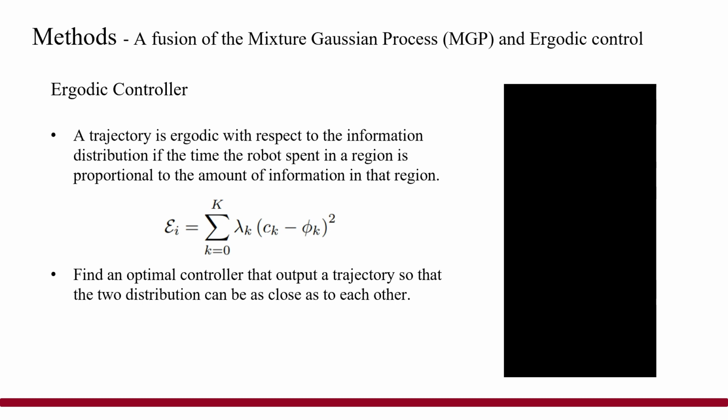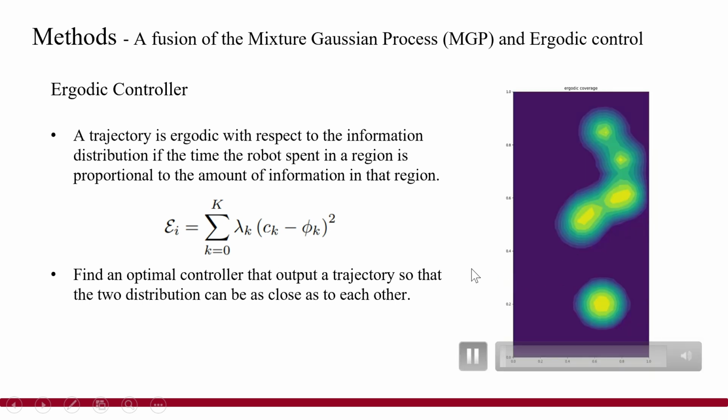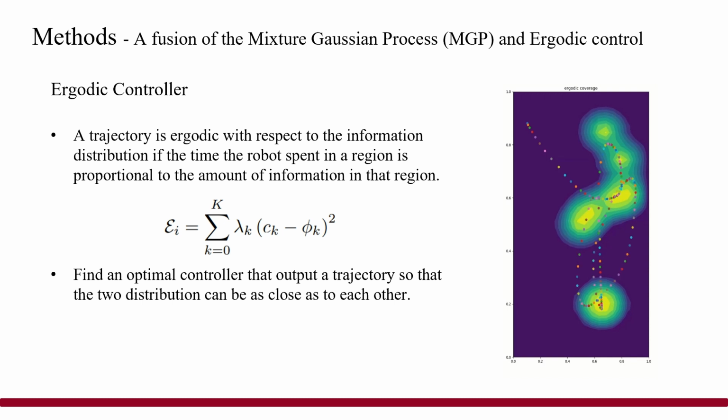So what the ergodic control algorithm does is find an optimal controller that outputs the trajectory so that the two distributions can be as close to each other as possible, such that the ergodic metric is minimized. As you can see in this video, with the knowledge of the ground truth information distribution, this single robot is able to not only spend the majority of the time searching for the high information areas, but also visit all locations in the search space for new information, which enables the robot to plan a path for collecting informative samples. But the problem is how to get the information estimation.